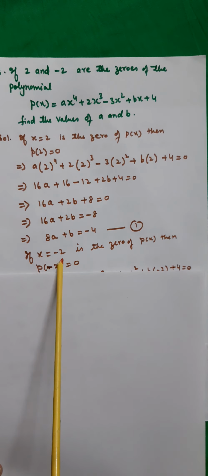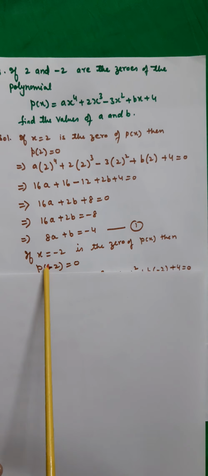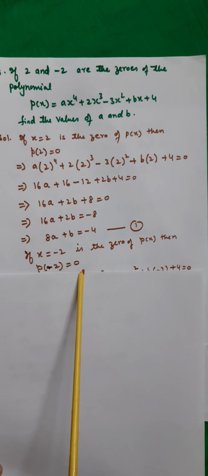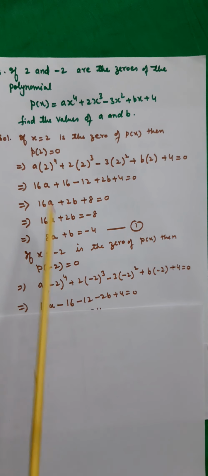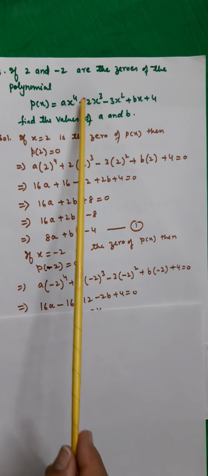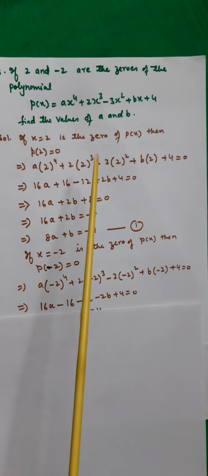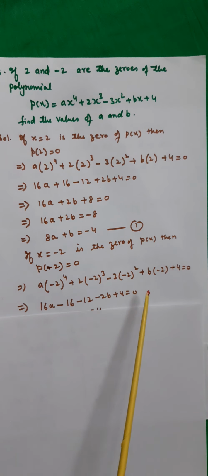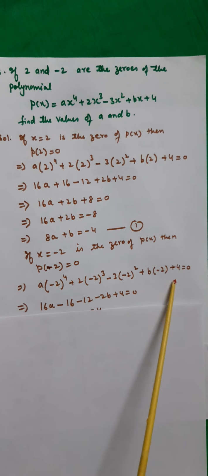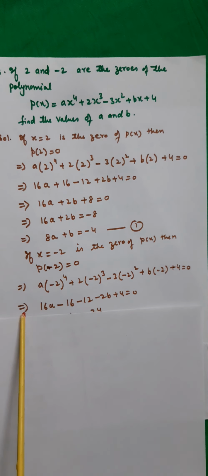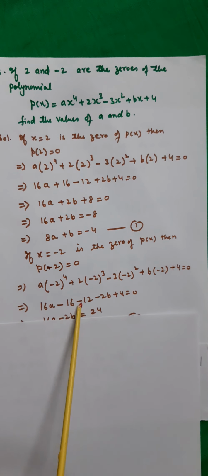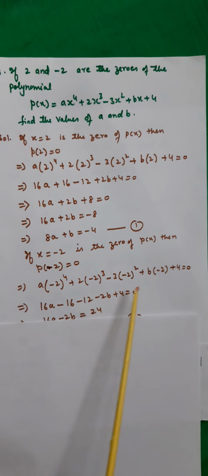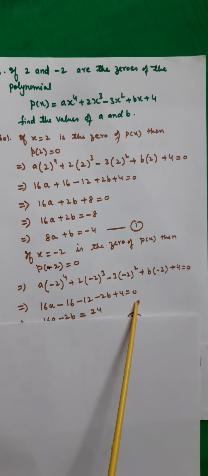If x is equal to minus 2 is the zero of p(x), then p of minus 2 will be equal to 0. So now substitute x is equal to minus 2. We get a times minus 2 raised to the power 4 plus 2 times minus 2 raised to the power 3 minus 3 into minus 2 raised to the power 2 plus b times minus 2 plus 4 is equal to 0. This implies 16a minus 16 minus 12 minus 2b plus 4 is equal to 0.